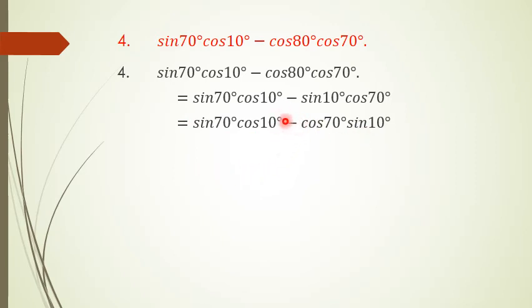Sine 70 cos 10, cos 70 sine 10. And remember, for the compound angle formula for sine, the sine which is on one side is the sine which is on the other side. So this is going to be sine 70 degrees minus 10 degrees. And simplifying, this is equal to sine 60 degrees, a special angle. And its value is √3/2.